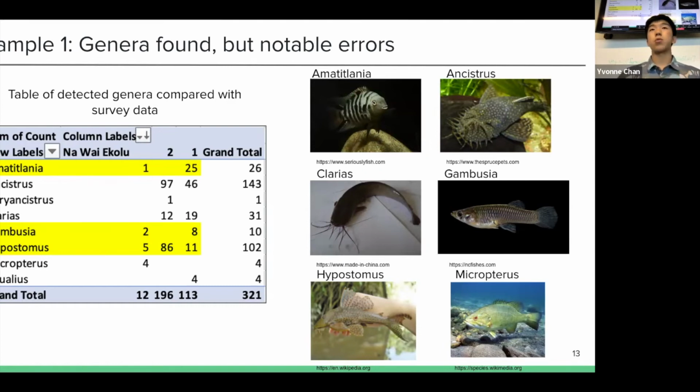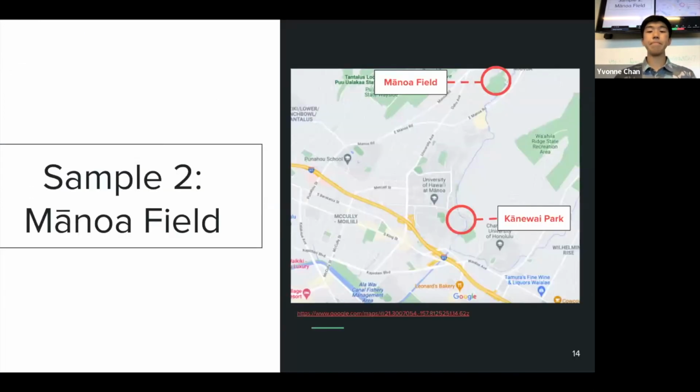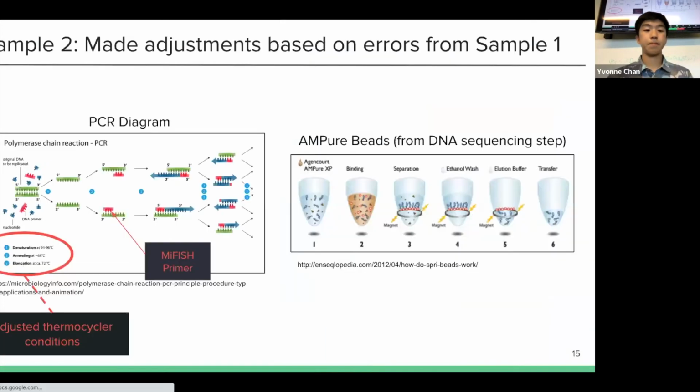However, this was only the first sample, and I learned a lot from this one and was able to go into the second sample with more knowledge. So this one occurred at Manoa Field, a little upstream of Carnegie Park, and once again, I selected this because that's where Nava'i Kolu sampled on that day.